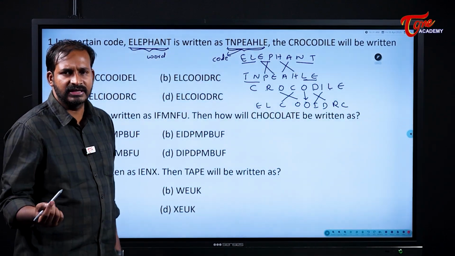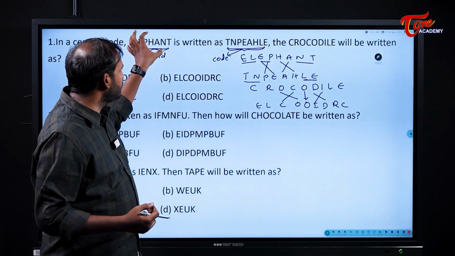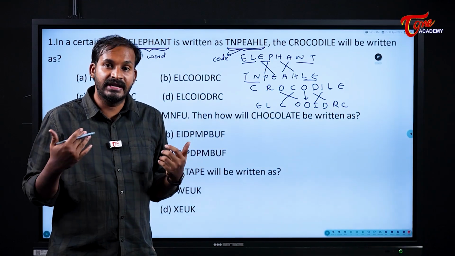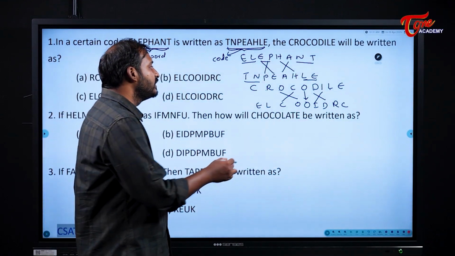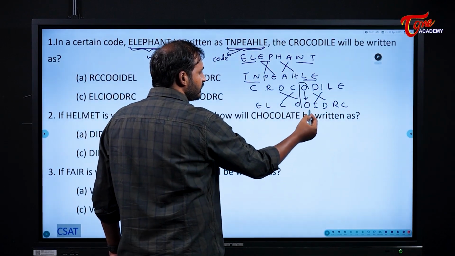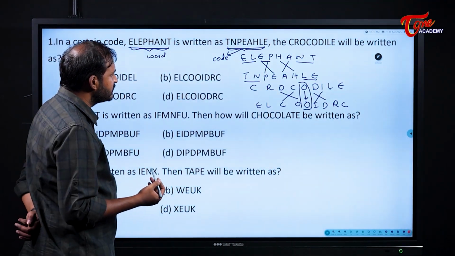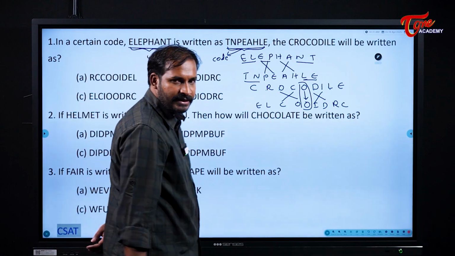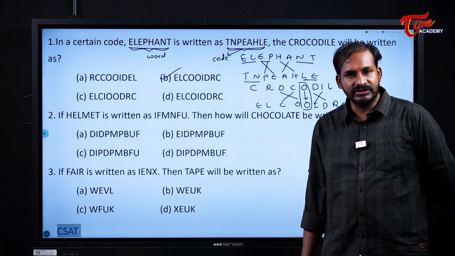See, most of the cases, intentionally I have given this one, most of the cases definitely the number of letters in the word and the given word will be the same. Very rarely this thing will happen. Even though it happens, we should go with the basic one only. The first two and last two, and whatever is left out, we will write it directly. So which one is the perfect one for us here? ELC, OO, ID, RC. So our answer is option B here. Answer is option B. Okay, understood?